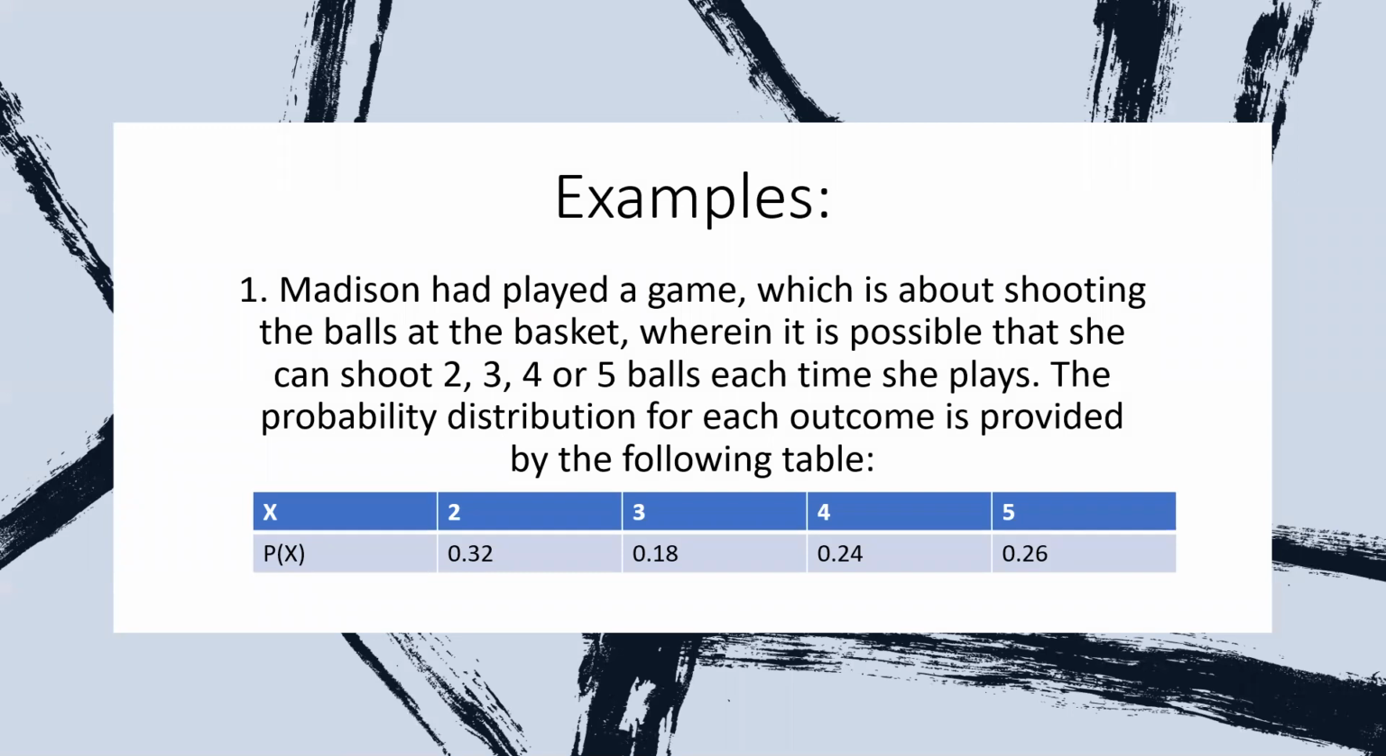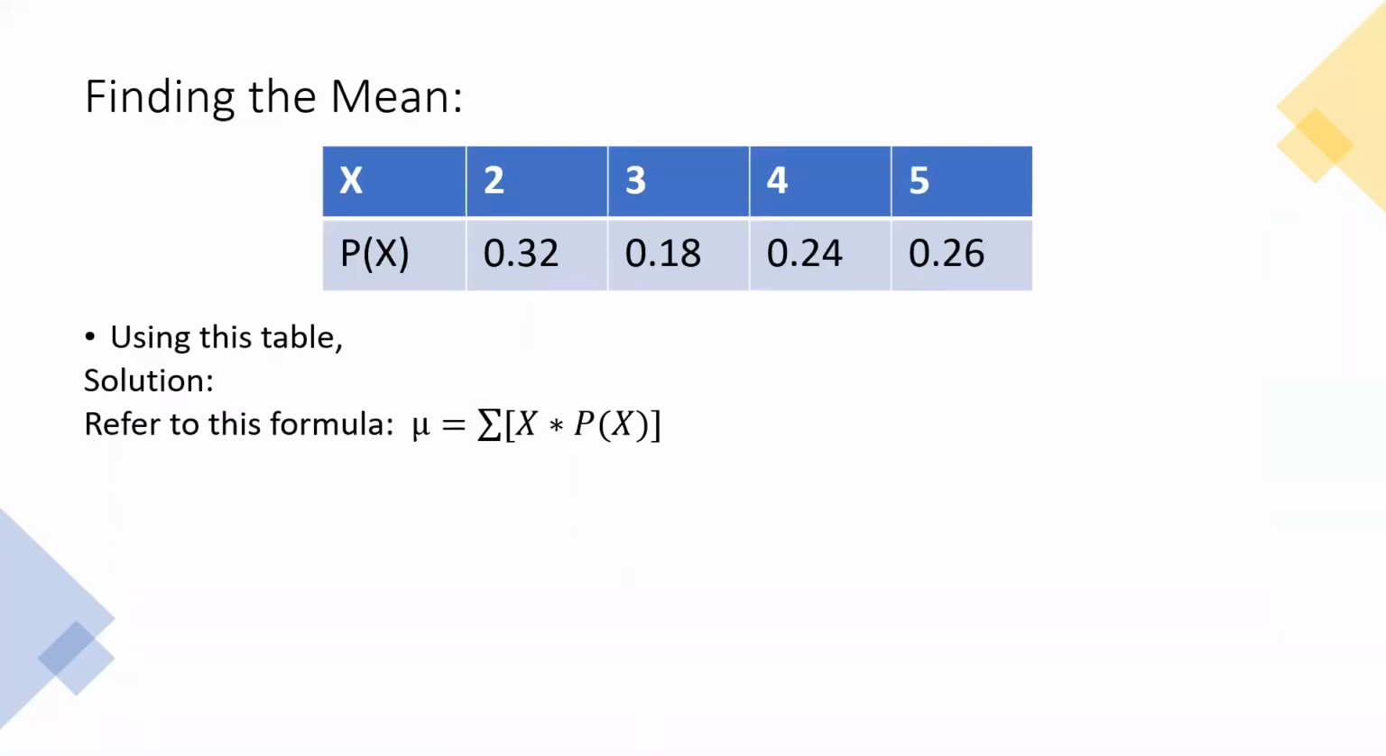Okay, so I'm going to teach you how to solve using this example. Madison had played a game which is about shooting balls at a basket, wherein it is possible that she can shoot 2, 3, 4, or 5 balls each time she plays. The probability distribution for each outcome is provided by the following table. So here is the table.